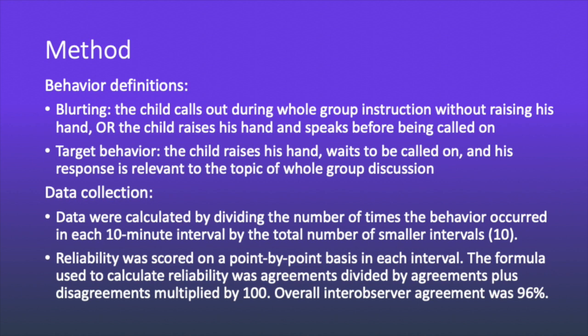Data were collected by dividing the number of times the behavior occurred in each 10-minute interval by the total number of smaller intervals, which in this case is 10. Reliability was scored on a point-by-point basis in each interval. The formula used to calculate reliability was agreements divided by agreements plus disagreements multiplied by 100. Overall, inter-observer agreement was 96%.